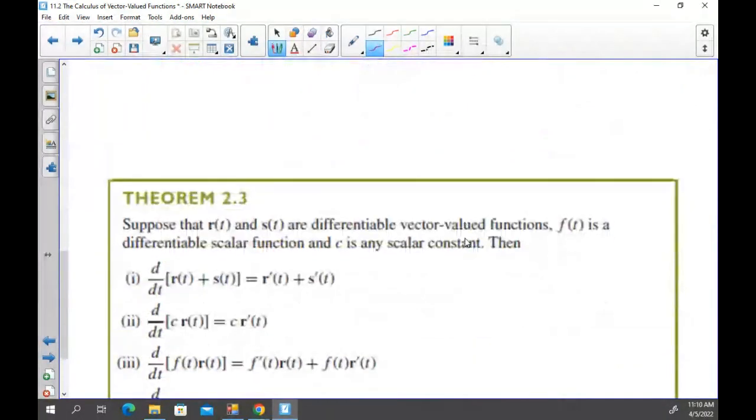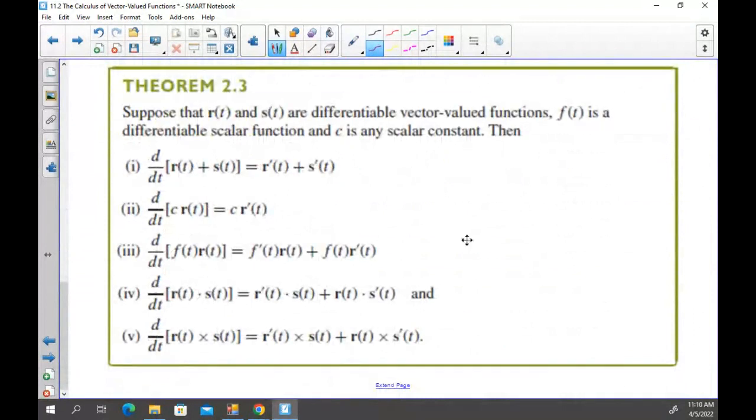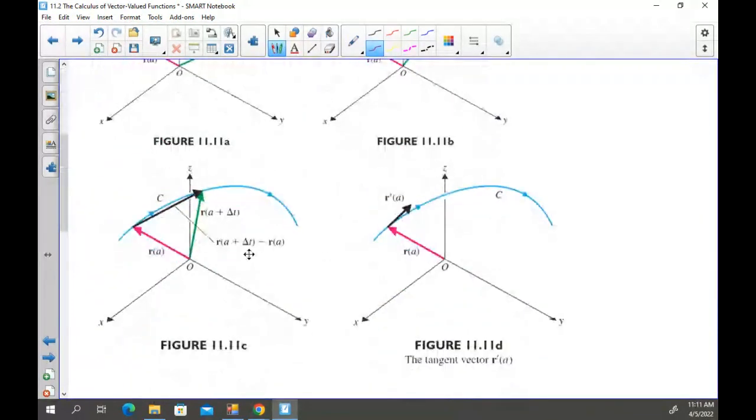The other thing we need to mention now is, so you can see some rules when you want to work out the derivative. If you have R plus S, then it's just the derivative of R plus the derivative of S, and so on. You can use the product rule also, if you have F multiplied by R, etc. So we have different rules.